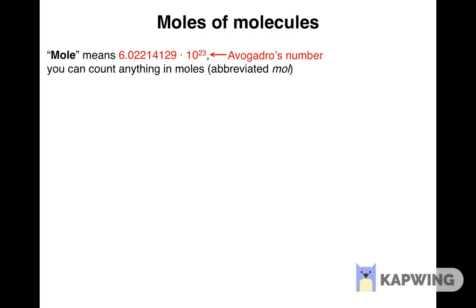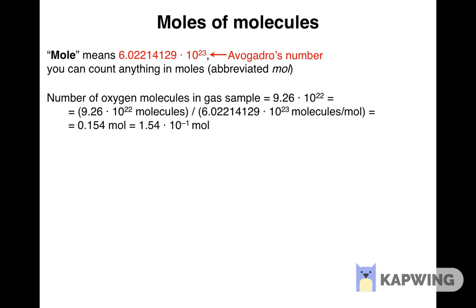This number is very large, but just like atoms, molecules can also be counted in moles. To express the number of oxygen molecules in moles, we divide it by the number of molecules in 1 mole of molecules. So the number of moles of oxygen molecules is 9.26 times 10 to the 22nd power oxygen molecules divided by Avogadro's number. When we do the calculation, we find that the answer is 0.154 moles of oxygen molecules, or 1.54 times 10 to the power minus 1 moles of oxygen molecules.